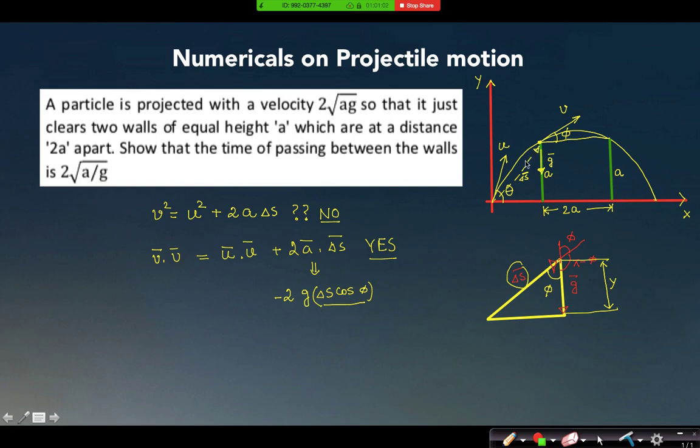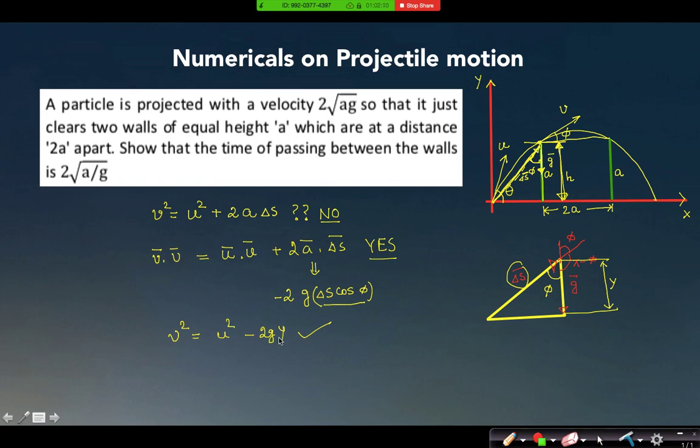Can you see from this triangle? If this is the triangle where this is delta s, this is phi, so what is delta s cos phi? It is the height h. Delta s cos phi is only the vertical displacement, right? So that is why you can always write this equation: v square equal to u square minus 2gy. That equation is correct.